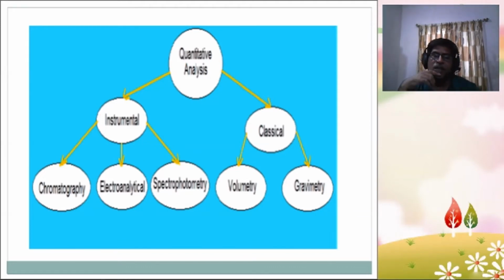First of all, what is qualitative analysis? Qualitative analysis is an analysis in which we determine the identity of the constituent species in a sample. This analysis detects the type of all the substances present in the sample: elements, ions or compounds. Quantitative analysis is an analysis in which we determine how much of a constituent species is present in a sample.